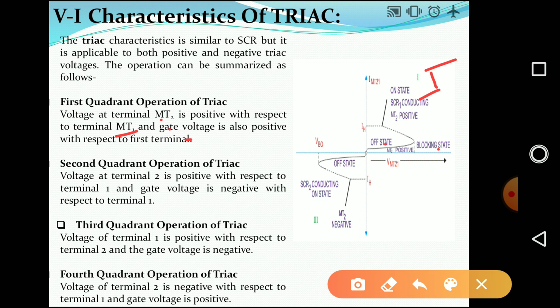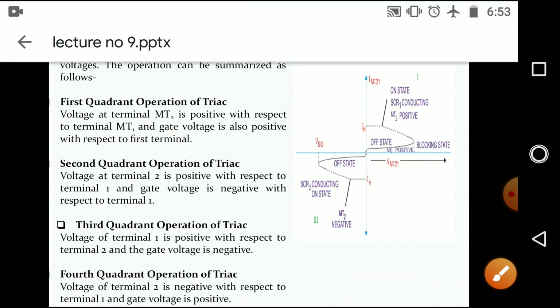So as long as the triac is in the off condition, it operates in the off state. When the forward voltage applied is less than the breakover voltage, it operates in the blocking state. And when the positive gate voltage is applied, it starts conducting. Junctions become forward biased, during which the triac turns on. It operates in the on state here.